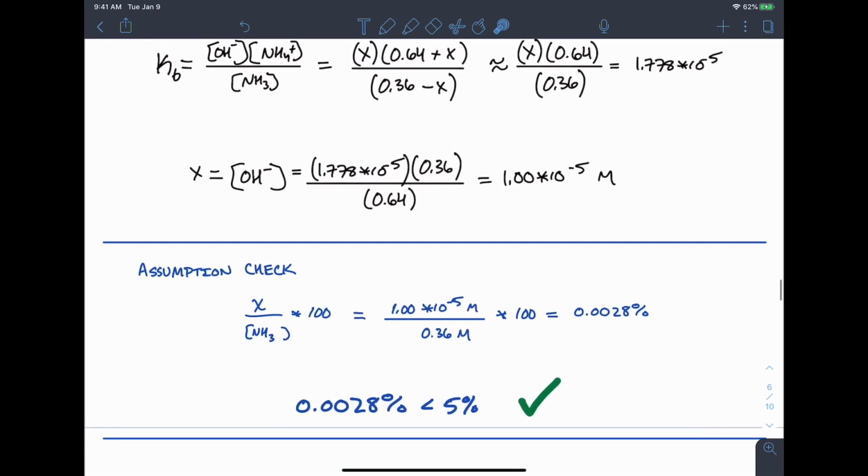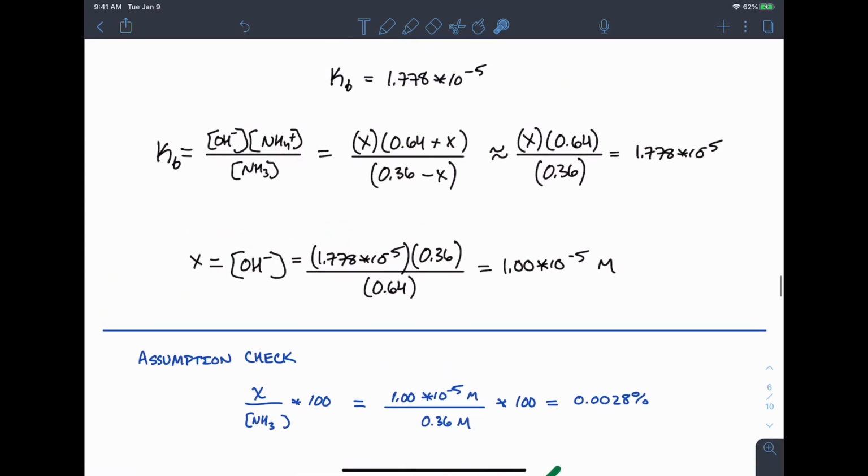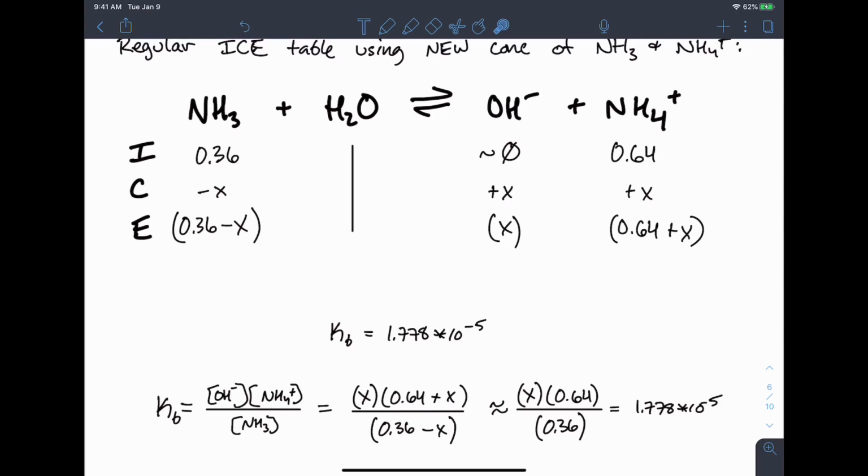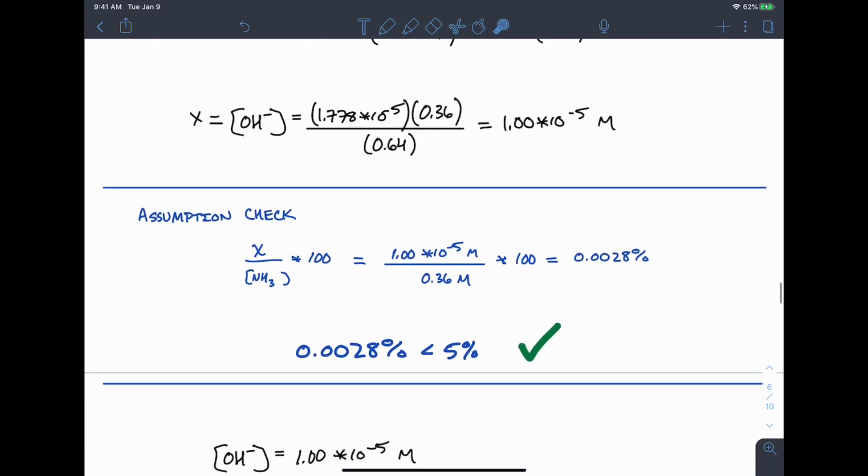So I'm going to run through a quick assumption check again. And in this case, you'll notice that the component of the buffer that I'm using to check the assumption actually changed. So in part A, I used ammonium because that was the component that was in the lower concentration. In this case, since we've used up some of that ammonia, I'm actually going to use this number because 0.36 is lower than 0.64. So I'm using ammonia down here.